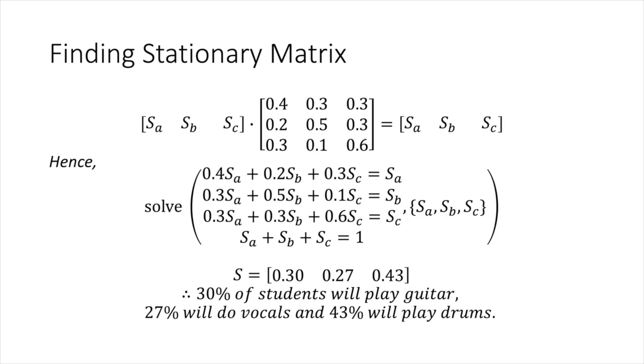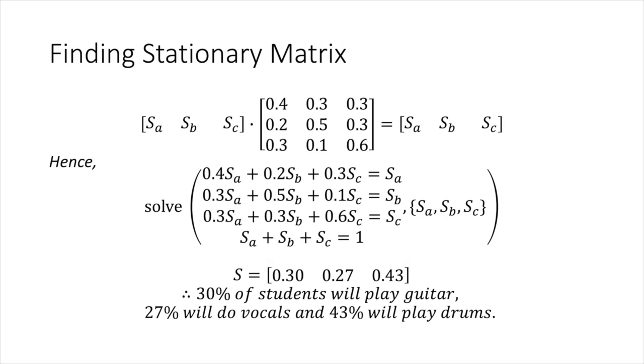We can use the equations shown before to solve for the stationary matrix, using matrix multiplication to develop three equations, and since these numbers are a percentage, a fourth can be made by solving SA plus SB plus SC equals 1, and these can all be solved in CAS as a system of equations. After a long time, 30% of students will play guitar, 27% will do vocals, and 43% will play drums.